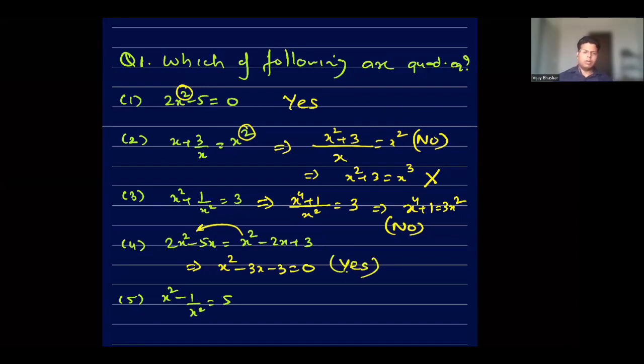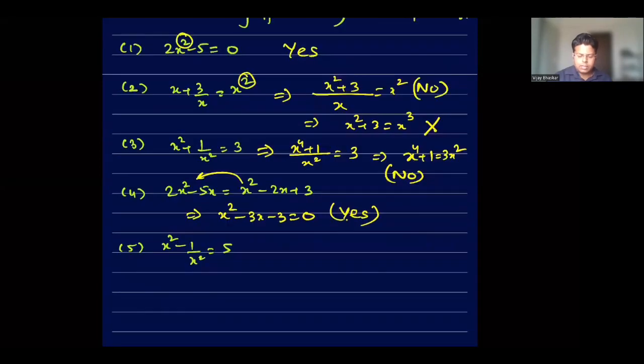So always remember, whatever question is given, you have to rearrange it a little bit, bring all the like terms to one side, and then make a comment whether it is a quadratic equation or not. Here in this case, again I have to take LCM. When I take LCM, I will get this. When I rearrange, I will get this is equal to 5x square. This is not a quadratic equation because the maximum variable power is 4. So it is not a quadratic equation.